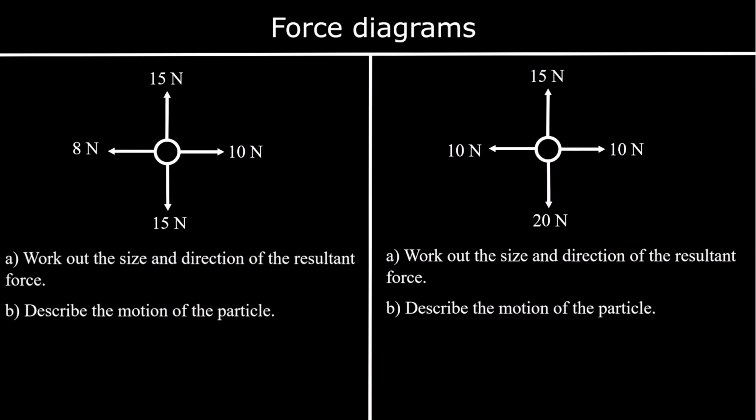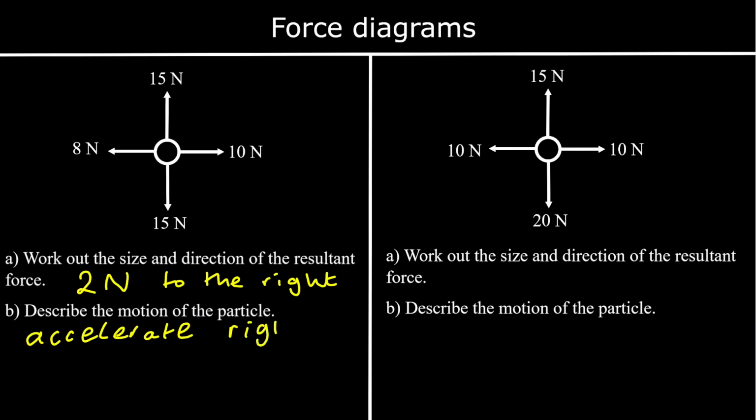Another one, work out the size and direction of the resultant force. So we can see forces up equal forces down, but forces left don't equal forces right. So the resultant force is 2 newtons to the right. 10 newtons, take away 8 newtons, is 2 newtons to the right. Describe the motion of the particle. It's going to accelerate to the right.